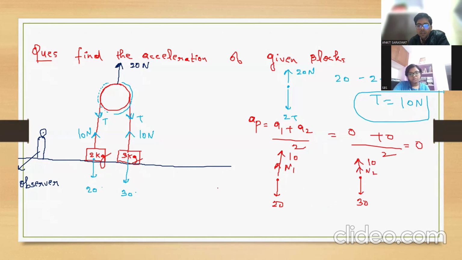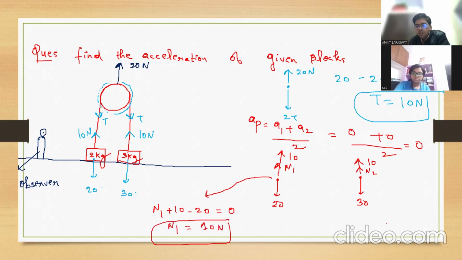Clear? Now, if you apply Newton's law of equation here, then it will be N1 plus 10 minus 20. There is no acceleration, so net force will be 0. So N1 will be what? 10. Understood? Similarly here, N2 plus 10 minus 30. Yes, sir. This will be like, because acceleration is 0. So directly I can balance the force.